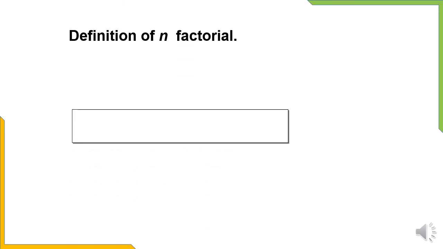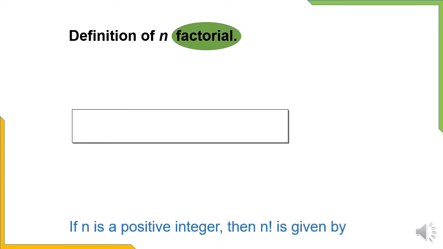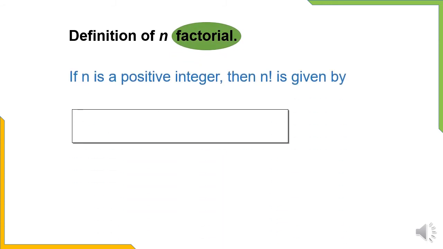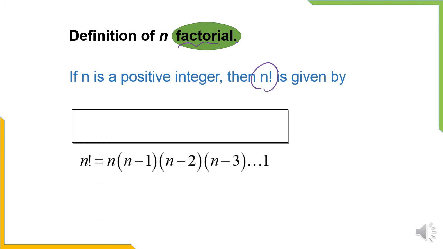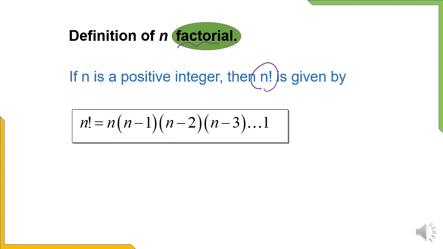Okay, what is the definition of n factorial? So we recall what the definition of n factorial is. If n is a positive integer, then n factorial is given by n multiplied by the previous value, which is n minus 1, and then continue with n minus 2, n minus 3, and so on. The last term should be 1. For example, we have 5 factorial. So this should be 5 multiplied by the previous value of 5, which is 4, and then 3, 2, and then 1.